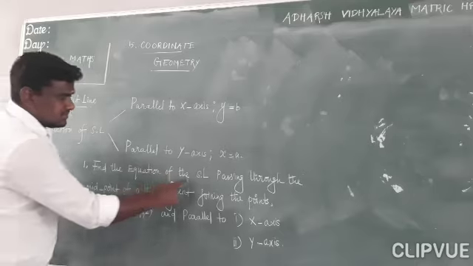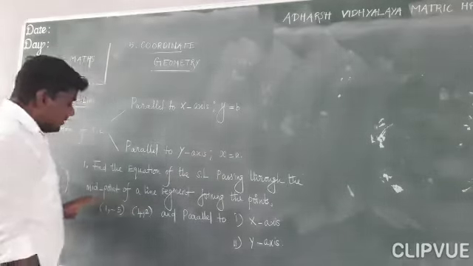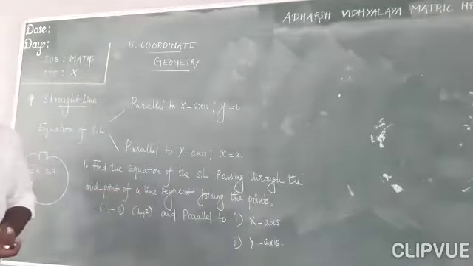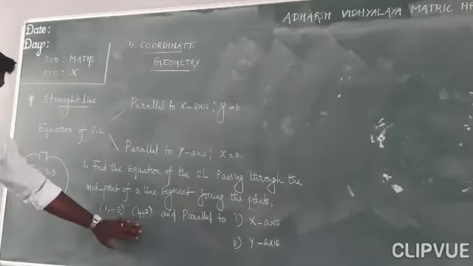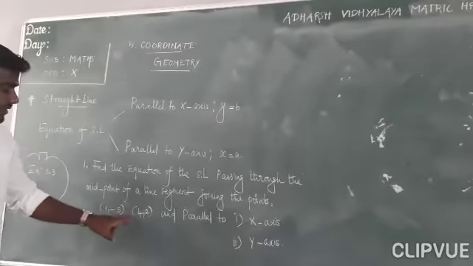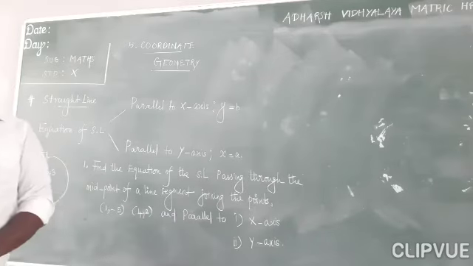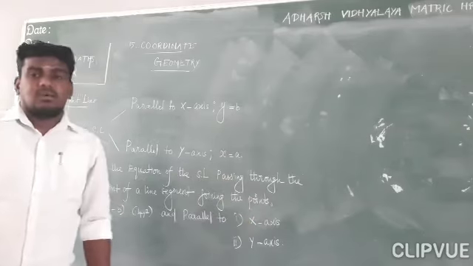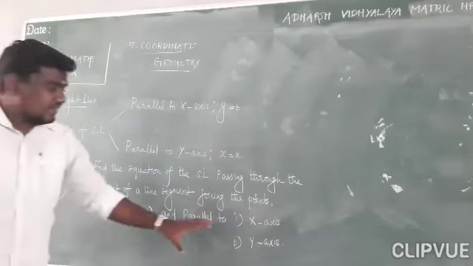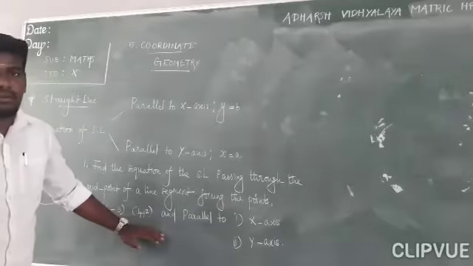Find the equation of the straight line passing through the midpoint of the line segment joining the points 1 comma minus 5 and 4 comma 2, and parallel to the x-axis and parallel to the y-axis. Now we are going to find the straight lines which are parallel to the x-axis and the y-axis. Before finding the equation, we find the midpoint of these 2 points.